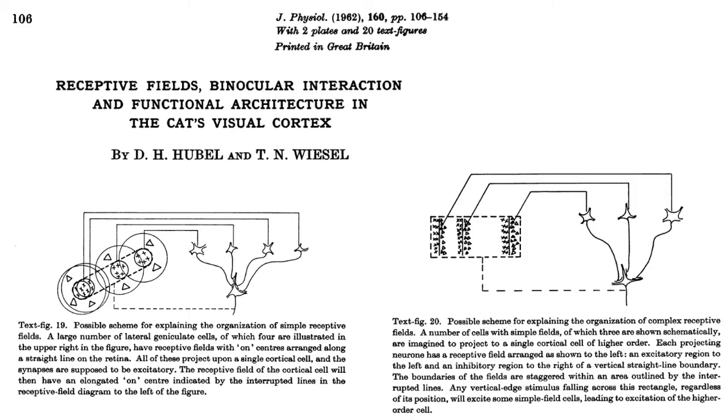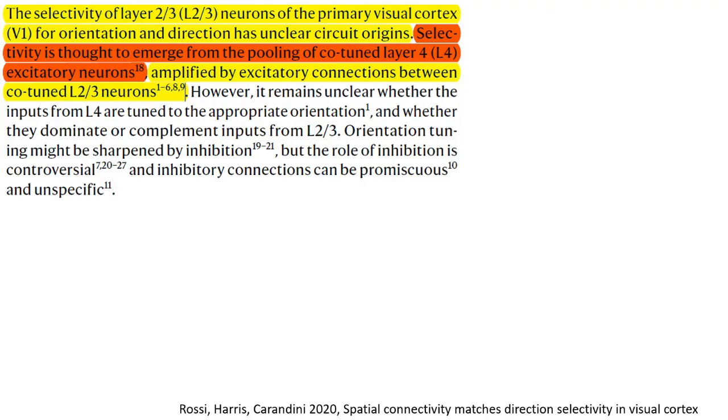And they proposed that layer 2-3 "complex cell" responses are determined by their synaptic pooling of layer 4 projections with co-aligned but offset receptive fields. A wide range of experiments over the years have supported this hypothesis, but key questions remain. Rossi et al. briefly review the state of the field at the start of their paper.